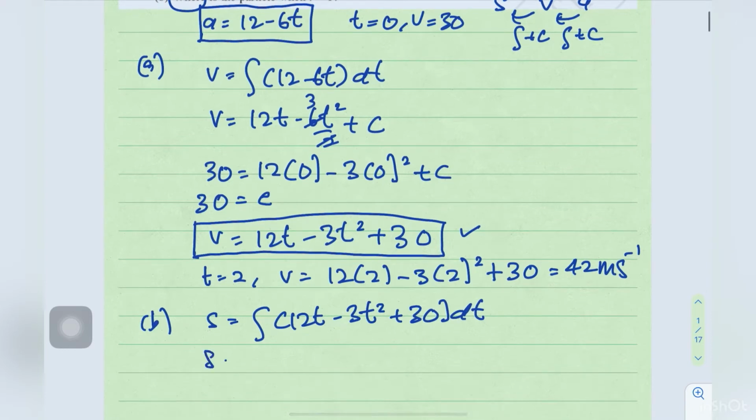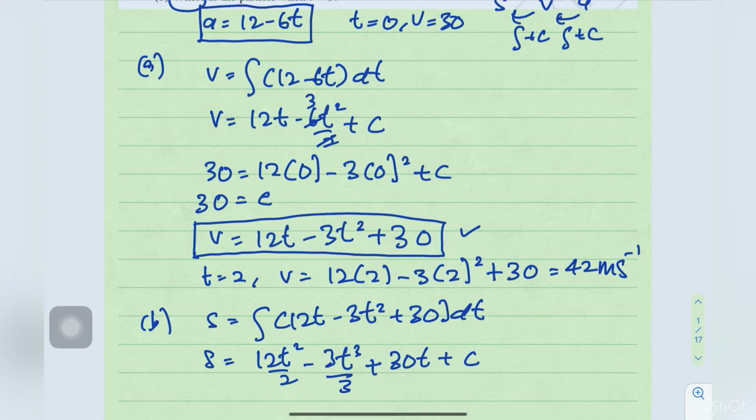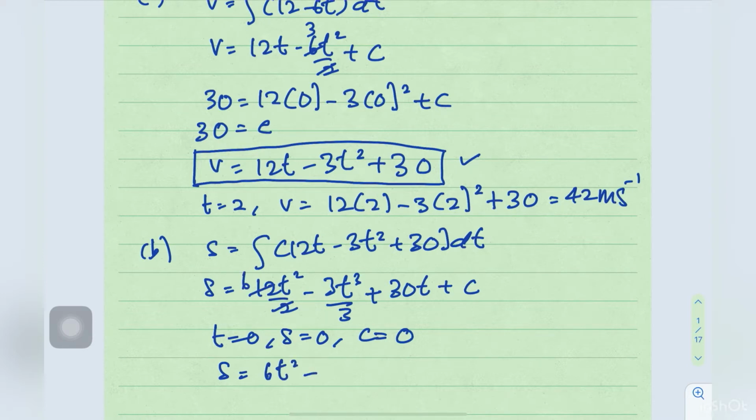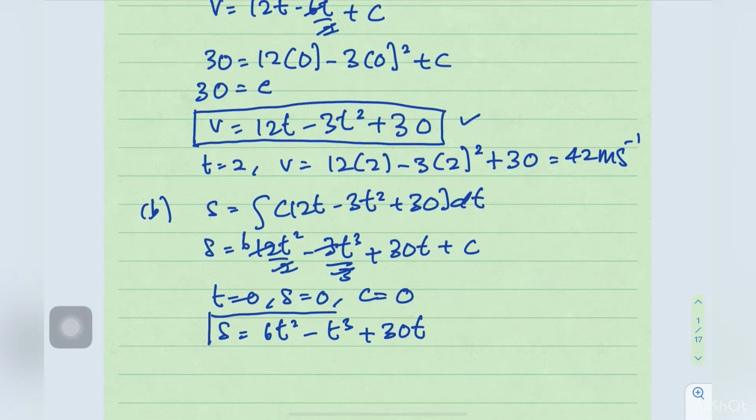Okay, so s equals 12t squared over 2 minus 3t cubed over 3 plus 30t plus c. Then when t equals 0, s equals 0, so c equals 0. So s equals 6t squared minus t cubed plus 30t. Okay, so this is the function of displacement.